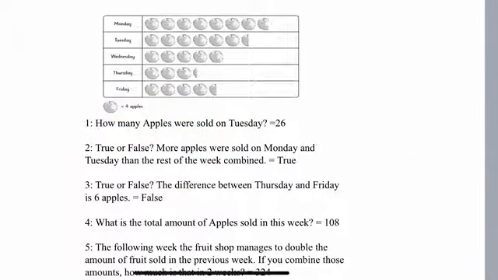Okay, the answer to question 1 about apples, how many were sold on Tuesday? The answer is 26. Question 2, the answer is true. Question 3, the answer is false. Question 4, the total amount of apples sold this week, 108. And the last question is 324. Right, let's move on and let's check the line graph.